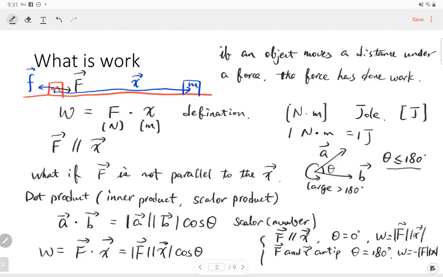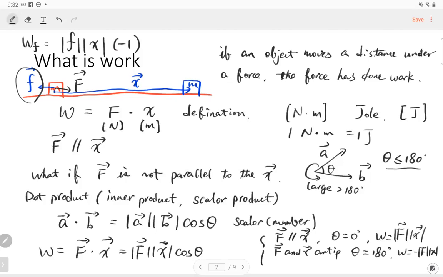So let's go back to the friction, right? The friction and the displacement are anti-parallel. So when we calculate the work done by the friction, it will be equal to the magnitude of the friction times the magnitude of displacement, then we need to multiply by minus 1. So this is negative work.